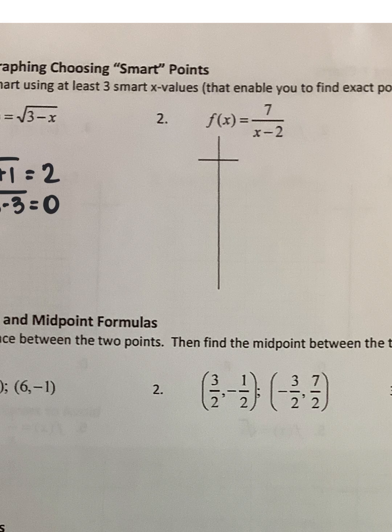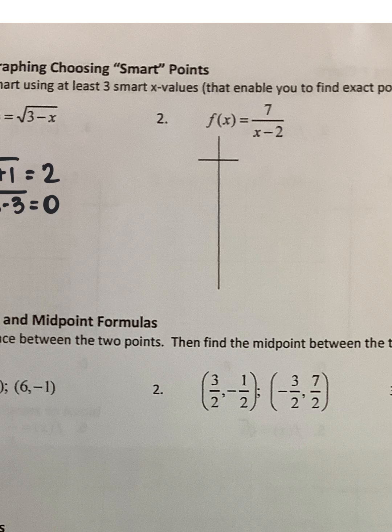So what would the next smart point be? If I go bigger, what happens under that radical? If I put a 4 in there, what's 3 minus 4? -1. Can I take the square root of -1 and graph it? No, that's not going to help me. So going bigger on my domain values, the x values, is not going to help. I have to go the other way.